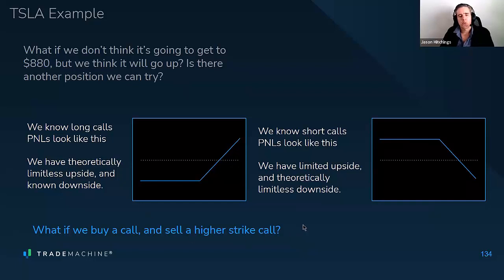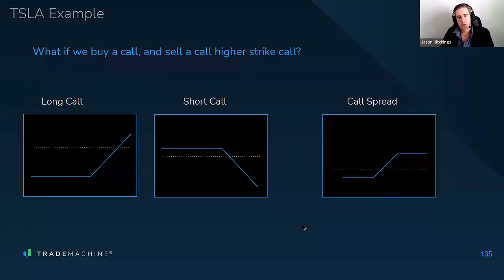So what if we buy these together? What if we buy a lower strike call like the 840, and what if we sell a higher strike call? Then we start making some money in the lower strike call. And once the higher strike call is hit, we're losing $1 on the call we're short, and we're making $1 on the call we're long. So the total ends up being flat. We're making as much as we're losing, so our P&L is flat at that point. But we have some range between the long call and the short call where we start to make some money.